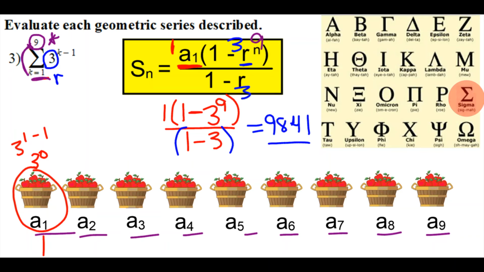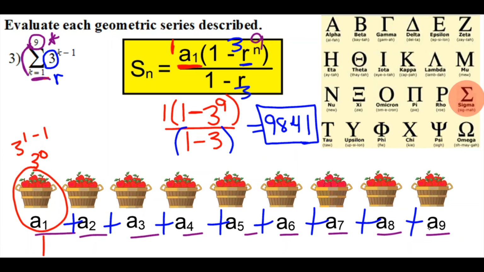Seems like it might be too big, but remember what you're doing. You're actually adding up all of these numbers. And so you're adding up a whole bunch of numbers. It's going to be big in this case, especially since this R value is 3. So evaluate the geometric series. That's what we did.